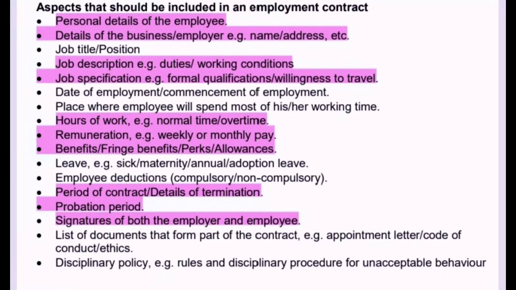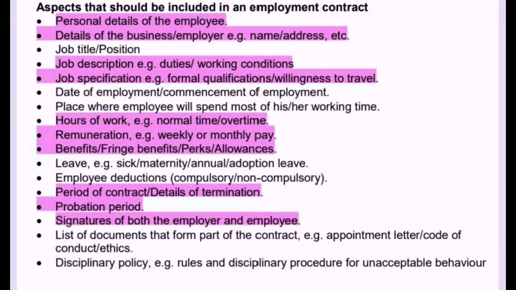Now we move to the items that a business should include in an employment contract. We have to know what they are. Number one, kindly look at your screen. Personal details of the employee must be in the employment contract. Details of the business or employer, e.g. name, address, must be in the employment contract. Job description: the employment contract must tell you what you are going to work with, which is working conditions or duties. It must be included in the employment contract.